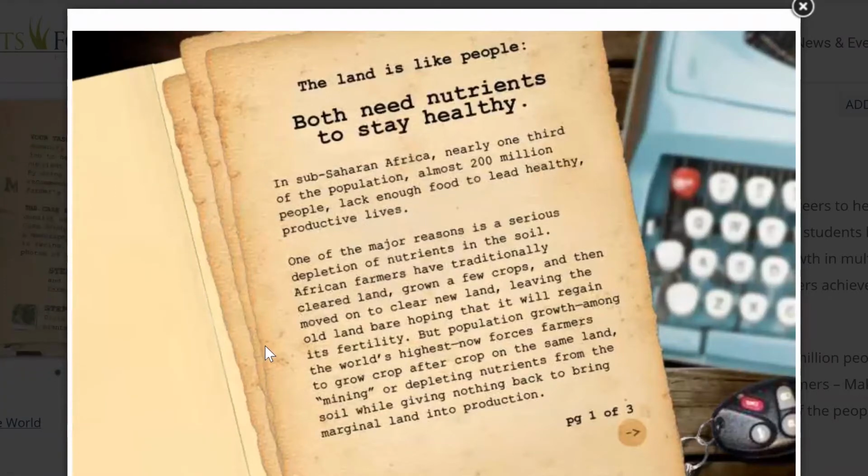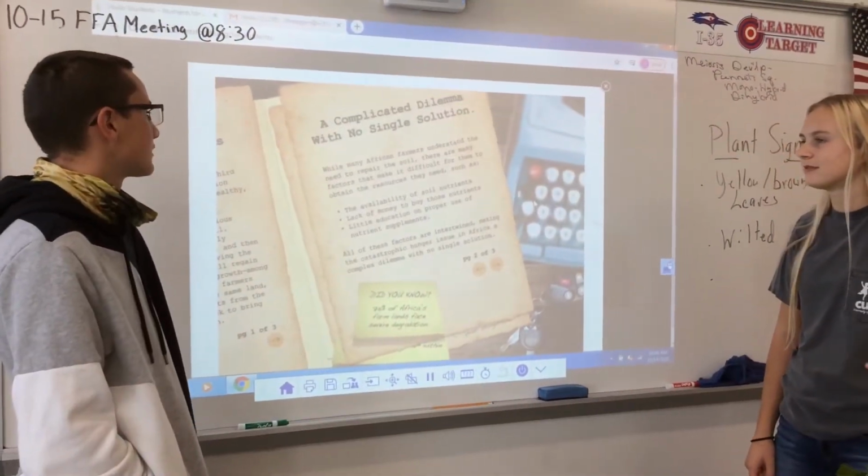Maddie, would you read the next paragraph, please? One of the major reasons is a serious depletion of nutrients in the soil. African farmers have traditionally cleared land, grown a few crops, and then moved on to clear new land, leaving the old land bare, hoping that it will regain its fertility. But population growth, among the world's highest now, forces farmers to grow crop after crop on the same land, mining or depleting nutrients from the soil, while giving nothing back to bring marginal land into production. A complicated dilemma with no single solution.